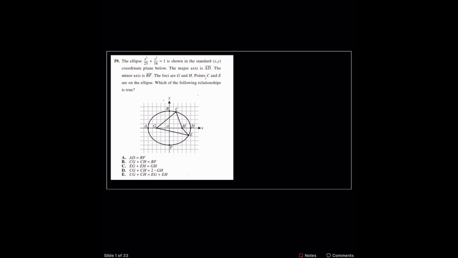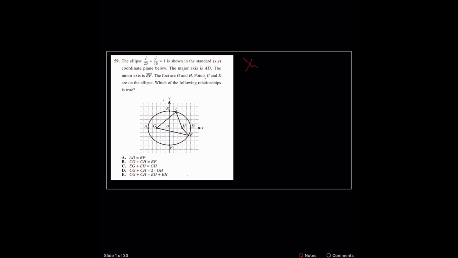The major axis is AD, the minor axis is BF. The foci are G and H. The points C and E are on the ellipse. Which of the following relationships is true? So now these problems are really hard, not really due to the complexity of the problem. It's really just due to understanding what an ellipse is and all that type of stuff.